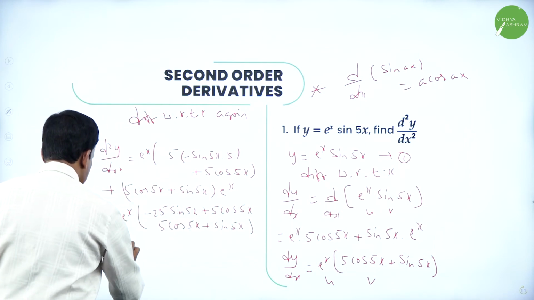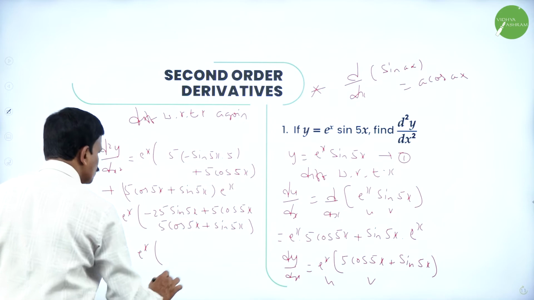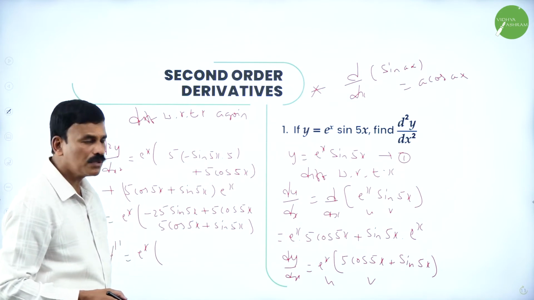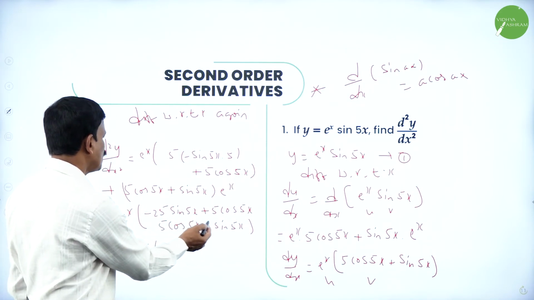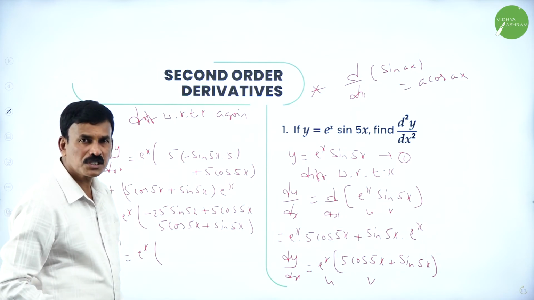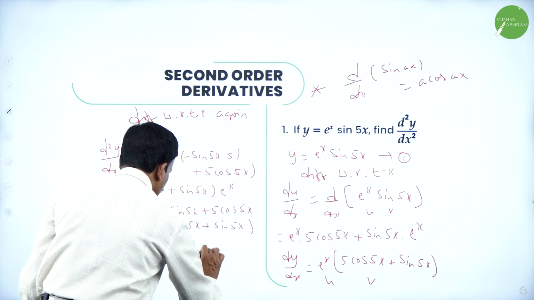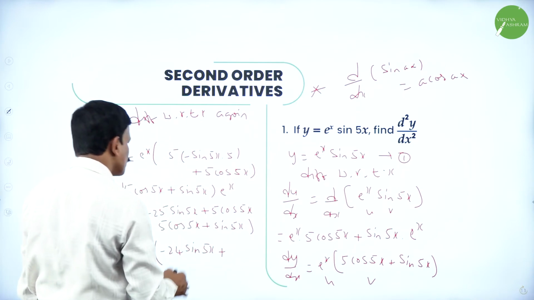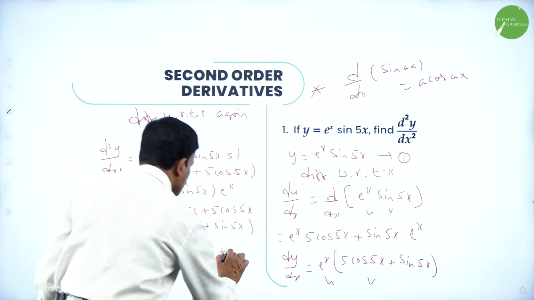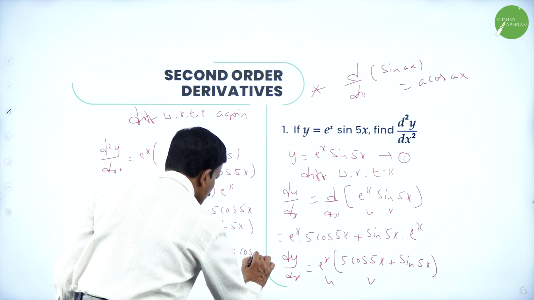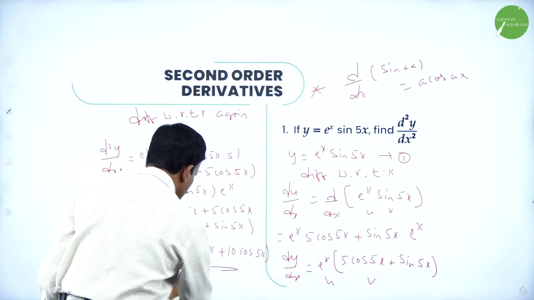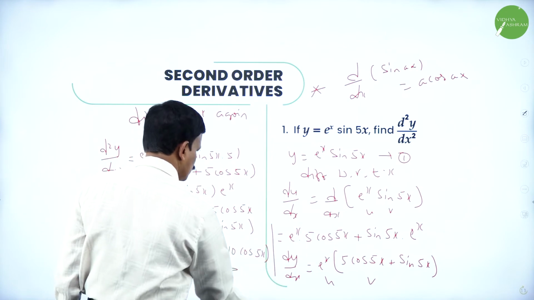So this can also be written as e power x into, if at all possible to simplify, minus 25 times sine 5x plus 1 is minus 24 times sine 5x, plus 5 cos 5x plus 5 cos 5x is 10 cos 5x. This is the required answer. That's it. Hope you followed.